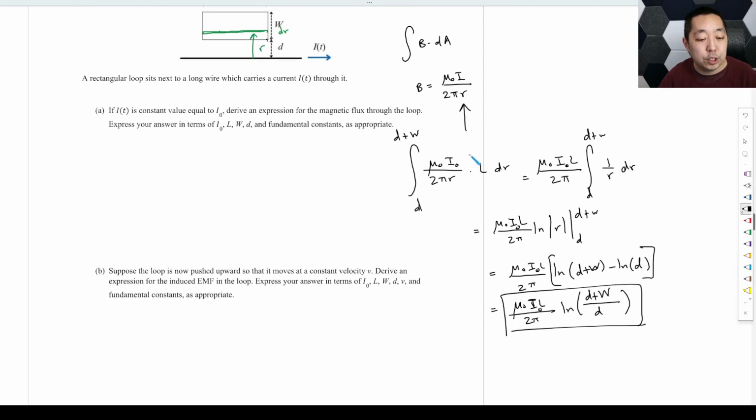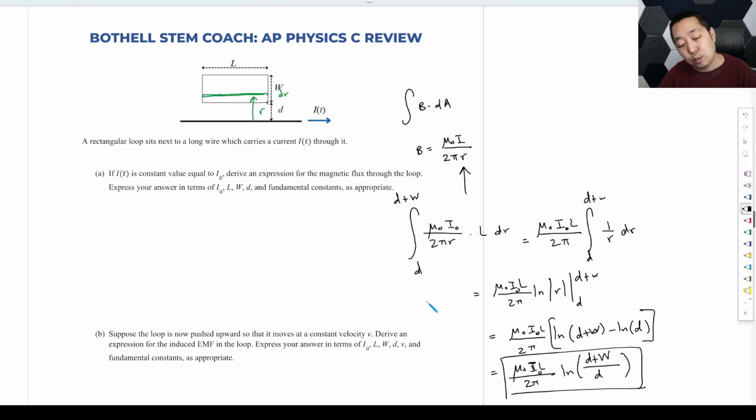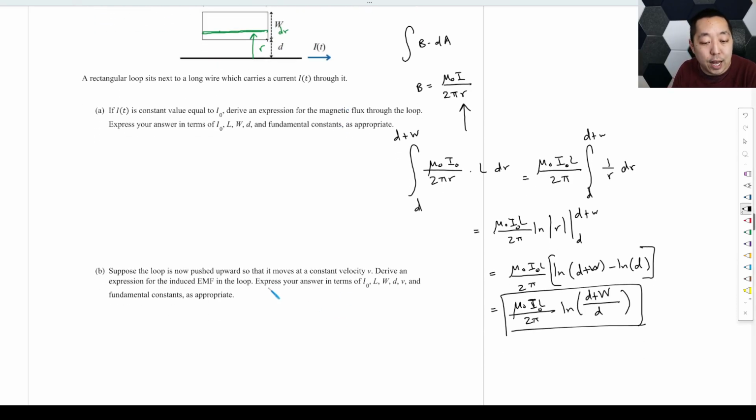Okay, suppose the loop is pushed upward so it moves at constant velocity. Derive an expression for the induced EMF in the loop. So we're going to push it upward at constant velocity, so we don't really have to worry about what's causing it. But we do need to know how the flux is going to change. The flux is going to change because as we get further away, obviously there's going to be less magnetic field going through here.